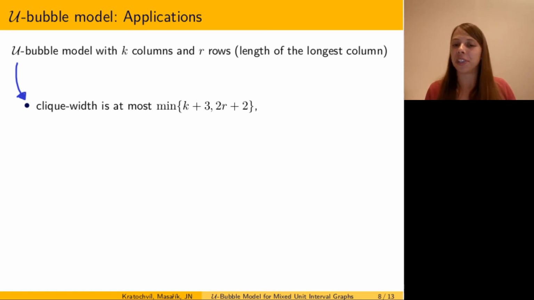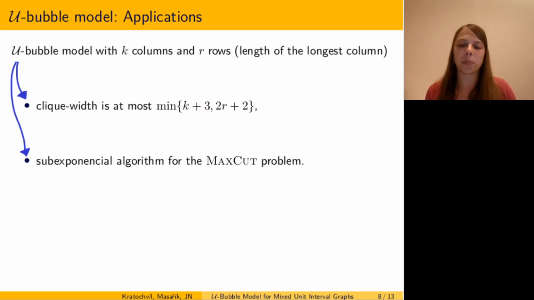The U-bubble model gives us a nice structure to work with, for example, to compute clique-width. For those who don't know what clique-width is, it's one of the most studied structural graph parameters, and many hard problems become polynomial time solvable on the classes where this parameter is bounded, which is unfortunately not the case in mixed unit interval graphs, as in general unit interval graphs have unbounded clique-width. So I won't tell you the definition as it's not crucial in my talk, but instead a take-home message is that we can bound clique-width by properties of the U-bubble model. In particular, we can upper bound clique-width in terms of the number of columns or the number of rows. And as another application, we obtain a subexponential time algorithm for the problem of finding maximum cut, and I spend the rest of my presentation with it.